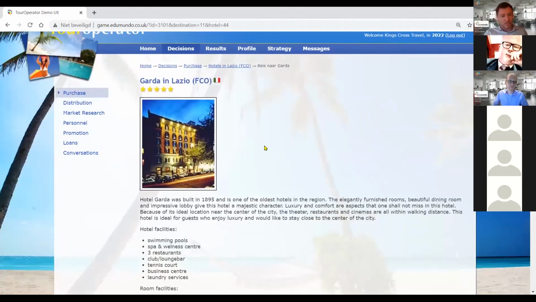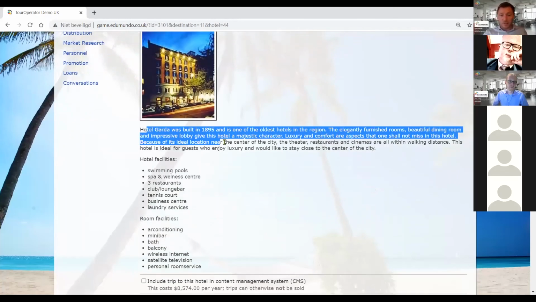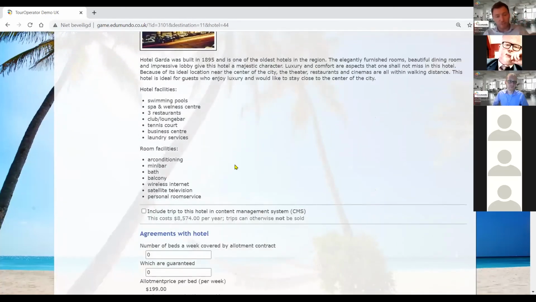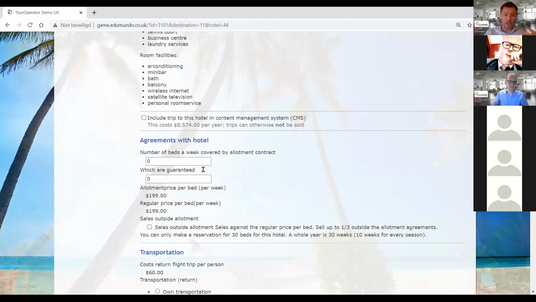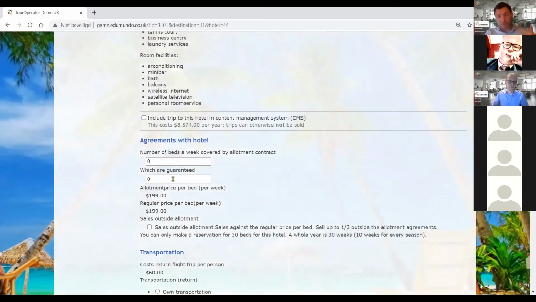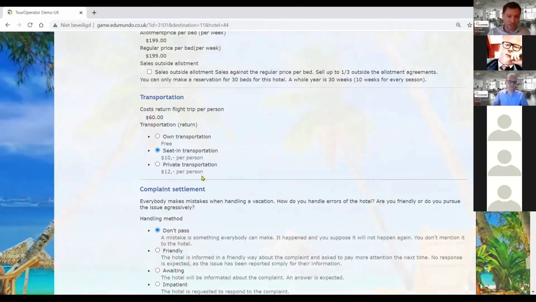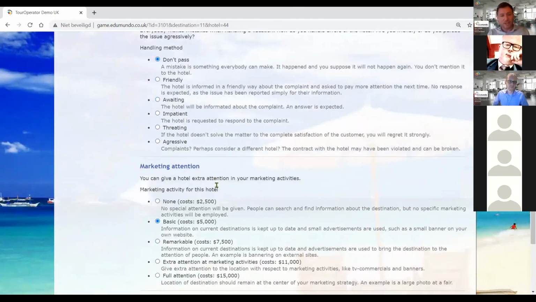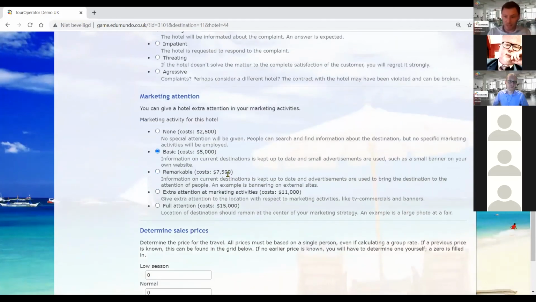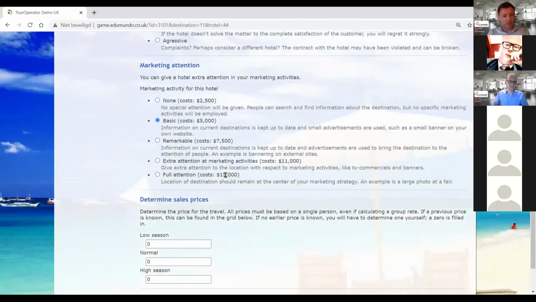Well, a stunning picture at least. Some introduction text, some hotel and room facilities. Students can come up with some sort of a deal to purchase a number of beds for a certain amount. They can make decisions about transportation, about how to deal with complaints, maybe some extra marketing intention for this specific hotel package.